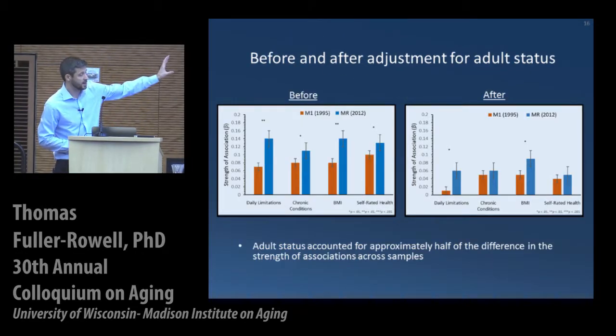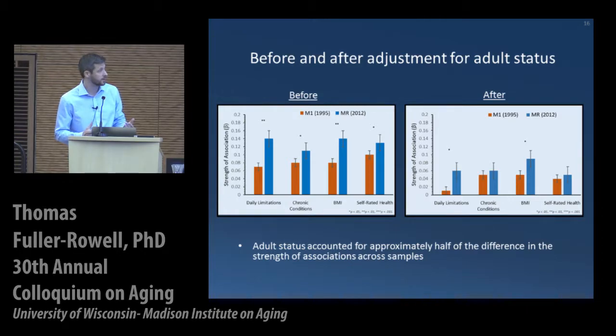So on the left side here are the results that I already just showed you, the strength of the associations before adjusting for adult status. And on the right side is the strength of the association after adjusting for adult status. So what we can see is that the height of the overall bars is reduced, but more importantly, the difference between the bars is also reduced. So what we're really focusing on here is whether the difference between the bars is less after adjusting for adult status than it was before adjusting for adult status. And it turns out that it is.